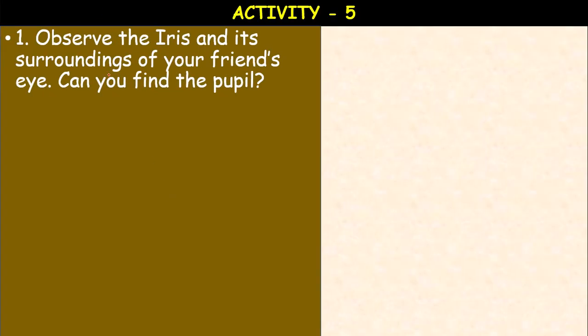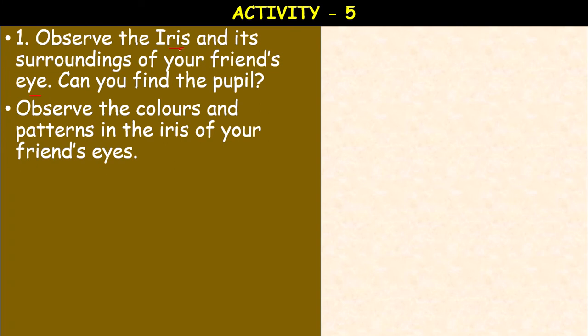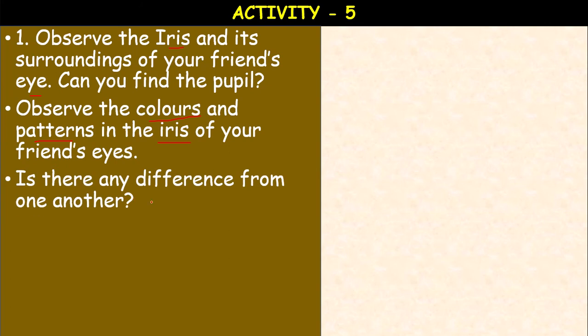Activity number 5. Observe the iris and its surrounding in your friend's eye. Observe keenly. Can you find the pupil? Now observe the colors and patterns in the iris of your friend's eye. Is there any difference from one another?